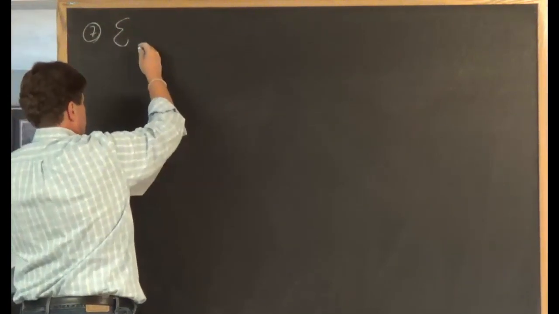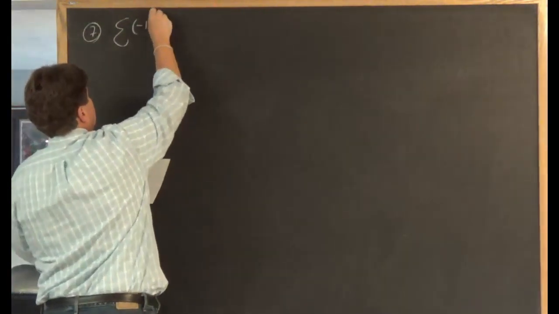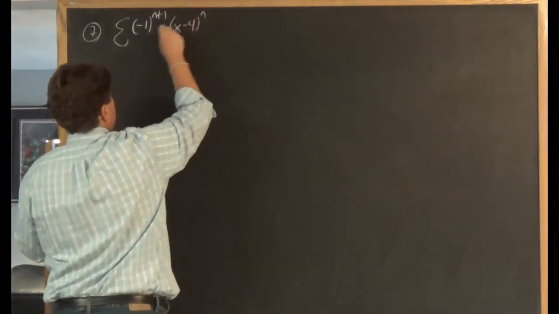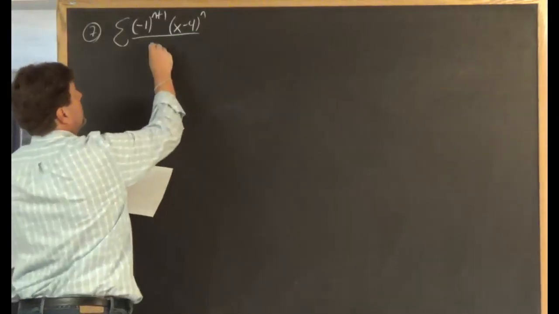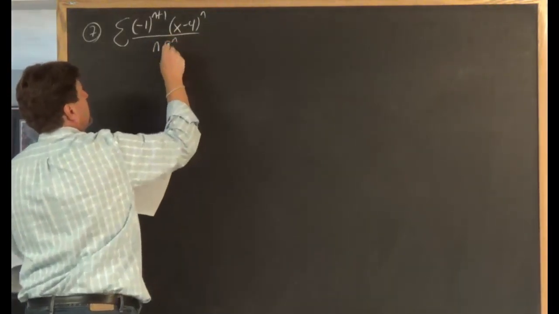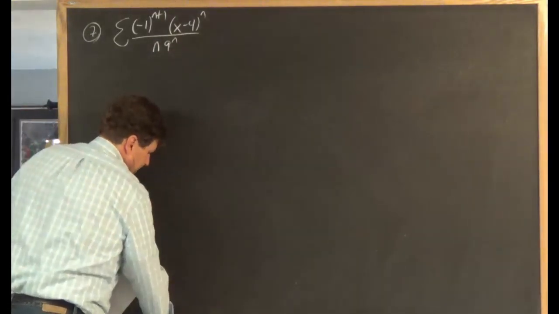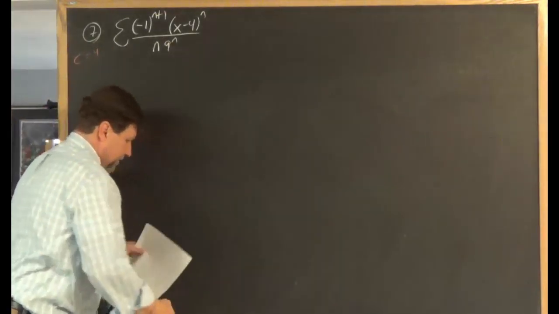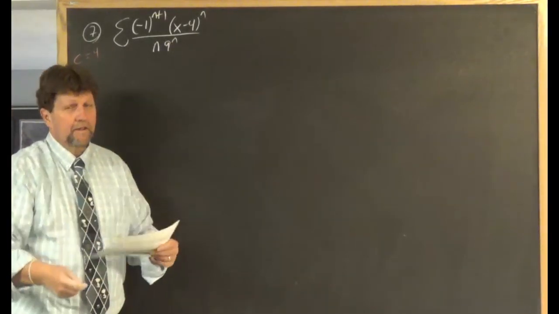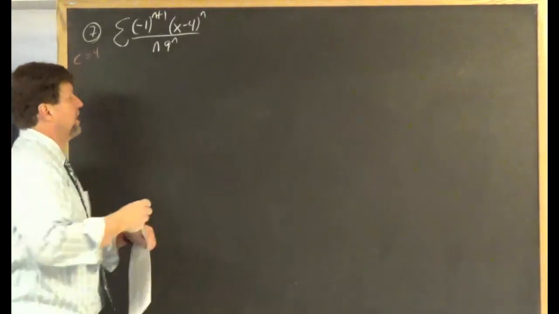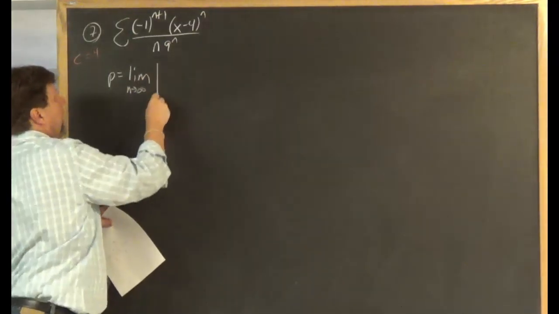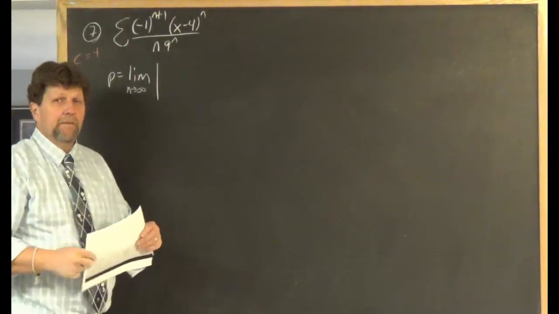Number 7, you had the series of -1 to the n plus 1, x minus 4 to the n all over n times 9 to the n. So hey, first note, we're centered at 4. All right, let's crank this through the ratio test. P equals the limit as n heads off to infinity, absolute value. All right, a sub n plus 1.